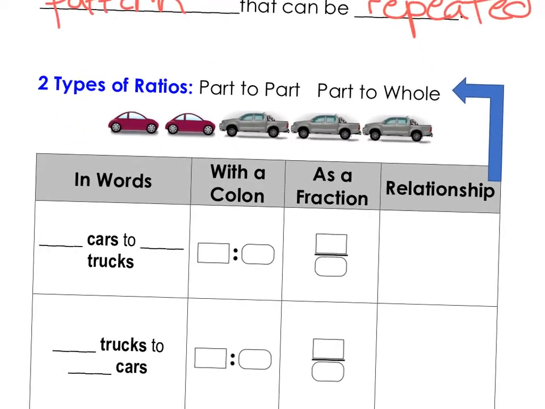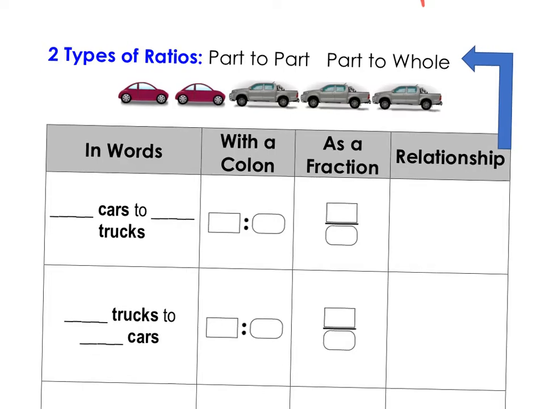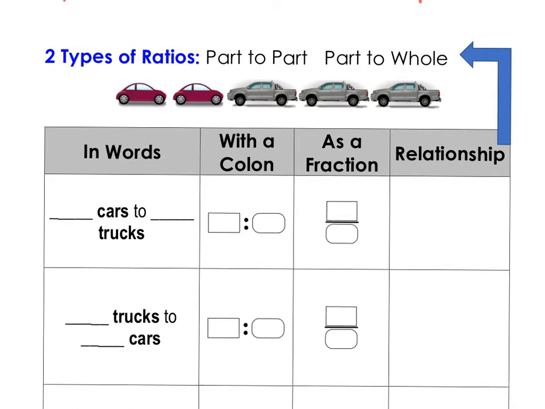So let's go ahead and take a look at two types of ratios. We can have ratios that are part to part and ratios that are part to whole. So let's write the ratio here for the cars and trucks. It says in words, blank cars to blank trucks. So I can see here, I clearly have two cars. So I'm going to put two cars to blank trucks. So let me count my trucks. I have 1, 2, 3 trucks. So I have 2 cars to 3 trucks.